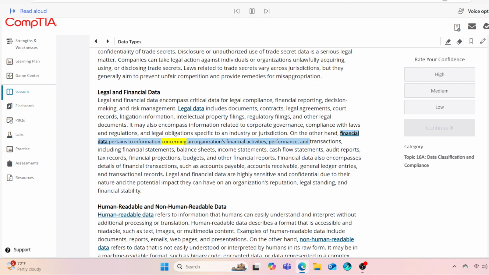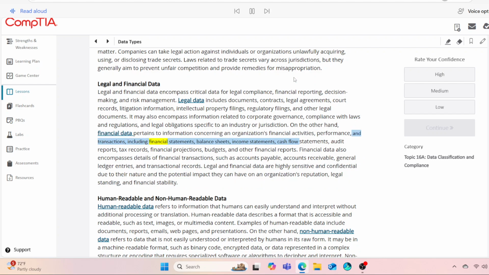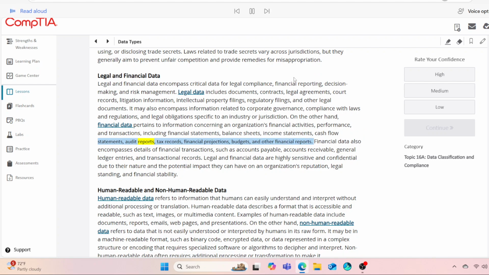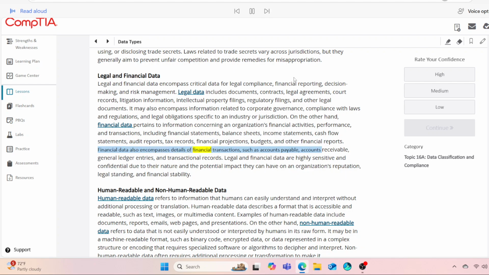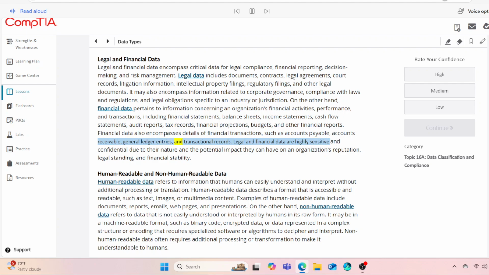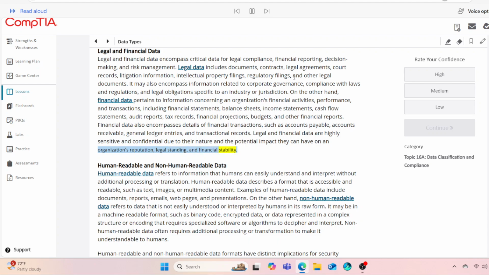On the other hand, financial data pertains to information concerning an organization's financial activities, performance, and transactions, including financial statements, balance sheets, income statements, cash flow statements, audit reports, tax records, financial projections, budgets, and other financial reports. Financial data also encompasses details of financial transactions, such as accounts payable, accounts receivable, general ledger entries, and transactional records. Legal and financial data are highly sensitive and confidential due to their nature and the potential impact they can have on an organization's reputation, legal standing, and financial stability.